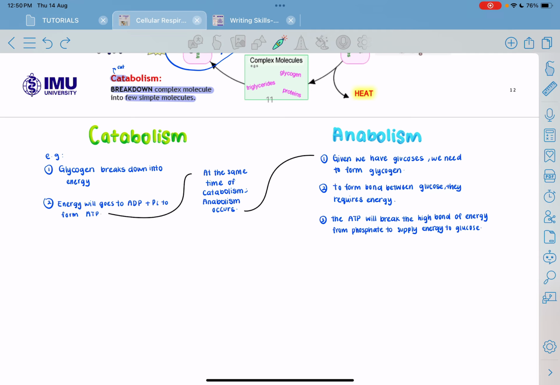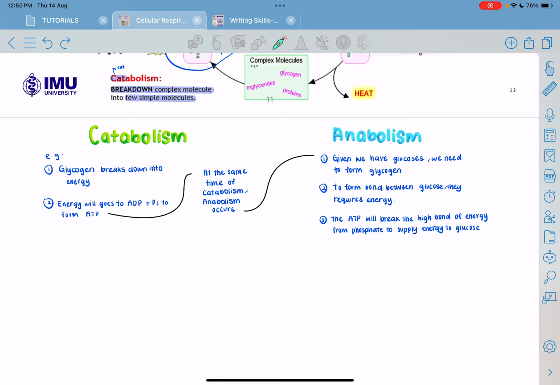But at the same time, you need to understand that catabolism and anabolism happen simultaneously. So what happens in anabolism, when we have a lot of glucose, we have a lot of simple smaller molecules. We try to turn the simple smaller molecules into something more complex and bigger, so that it's a lot easier to handle. So given that we have glucose, we need to form glycogen. This one is not a typo. I simply put it to indicate that we have a lot of glucose to form glycogen.